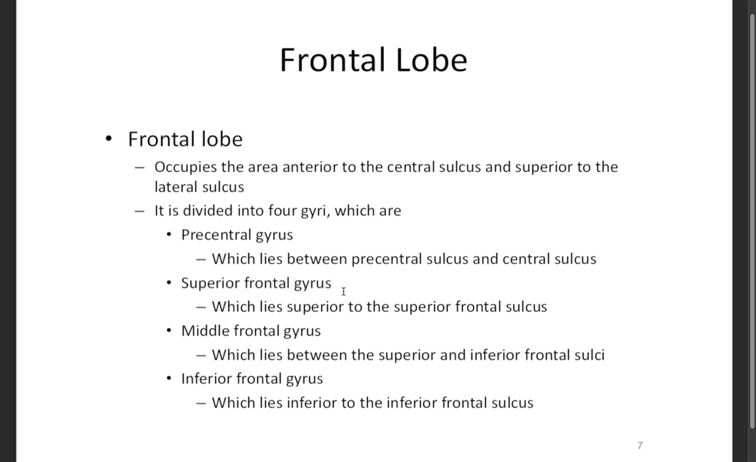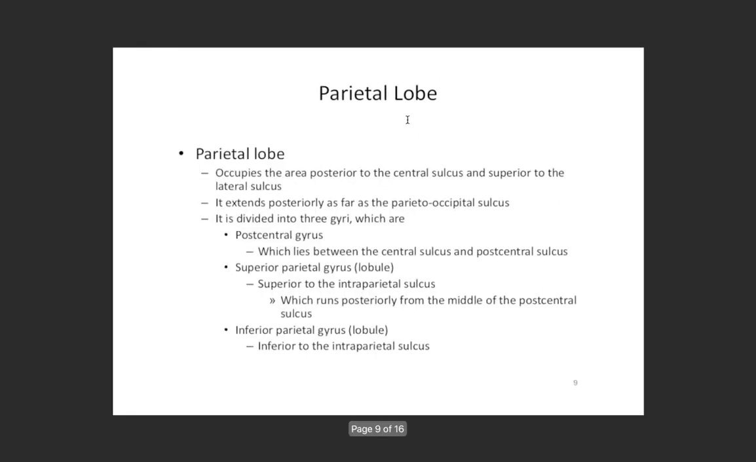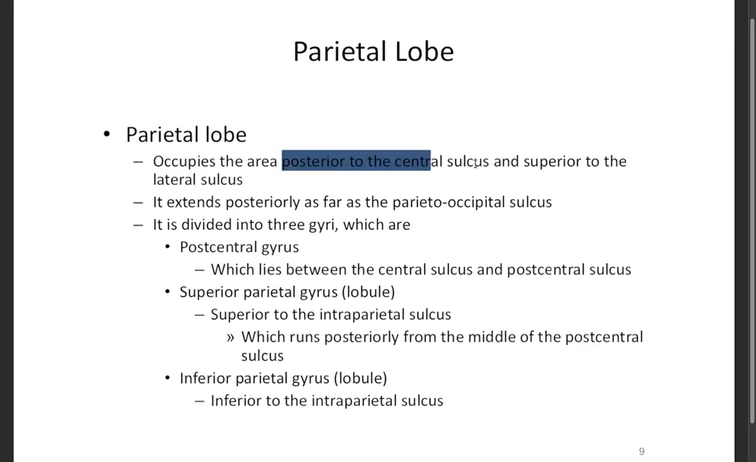Again, we have the superior frontal gyrus, which lies superior to the superior frontal sulcus. The middle frontal gyrus lies between the superior and inferior frontal sulcus, and the inferior frontal gyrus lies inferior to the inferior frontal sulcus. All of these things we have talked about. However, the parietal lobe occupies the area posterior to the central sulcus. Yes, we said that, and superior to the lateral sulcus, because we said that the lateral sulcus separates the parietal lobe and the frontal lobe above it. So both the parietal and the frontal lobes are superior to the lateral sulcus, and inferior to the lateral sulcus, we have the temporal lobe.